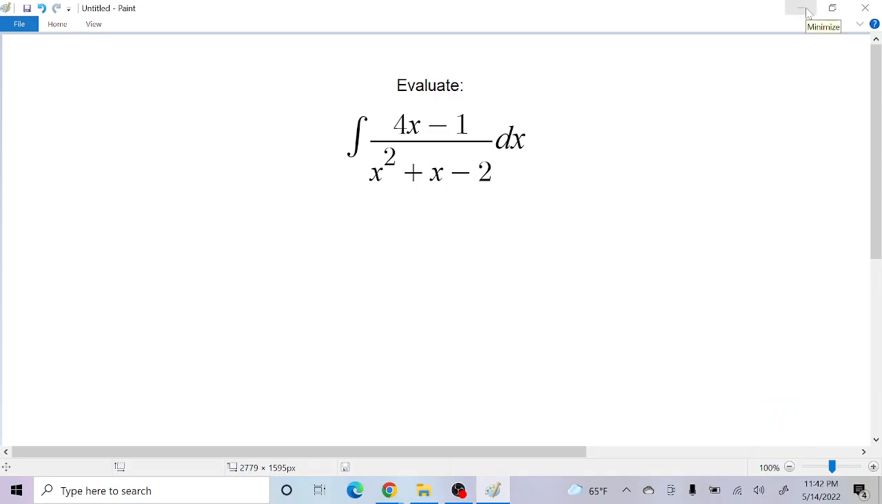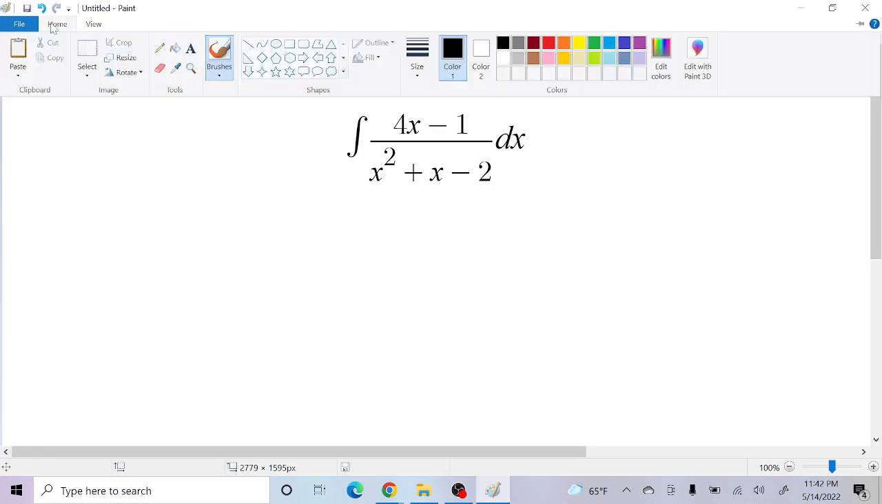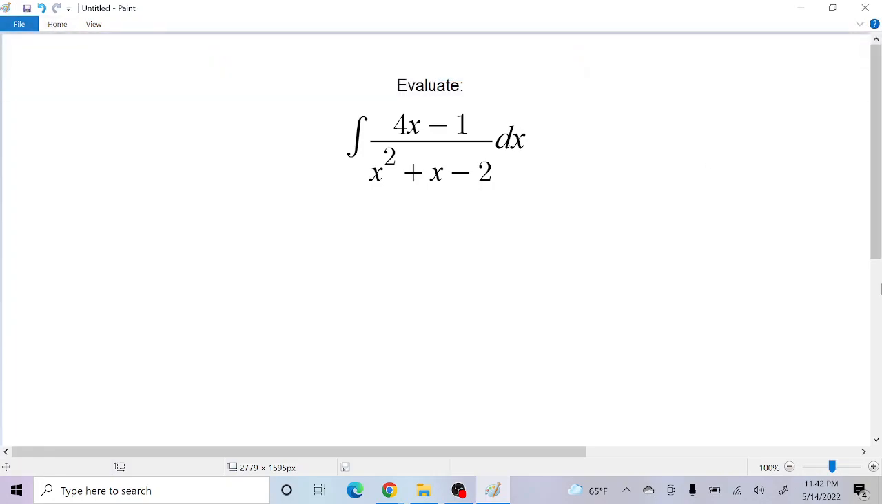Alright, so we're tasked with evaluating the following integral. Now, the first thing that we're going to do is factor this denominator right here. So, as you can see, we're going to get 4x minus 1 over x minus 1 times x plus 2. Don't forget the dx. Now, what we can do here is break this integral up using partial fraction decomposition to make it much easier to solve.